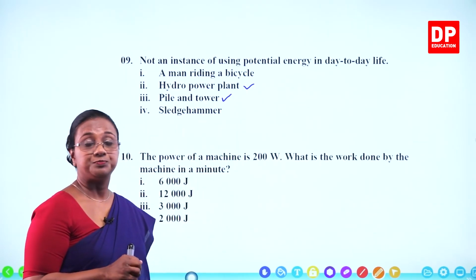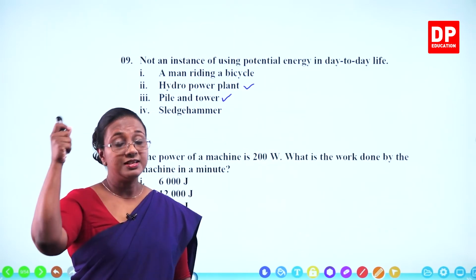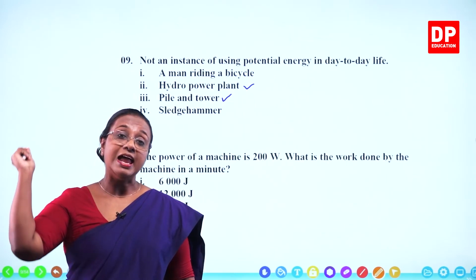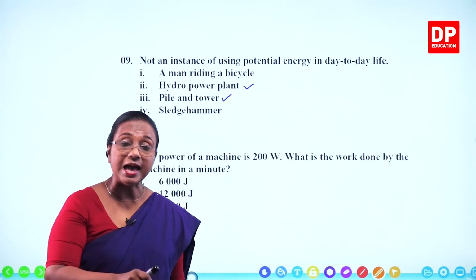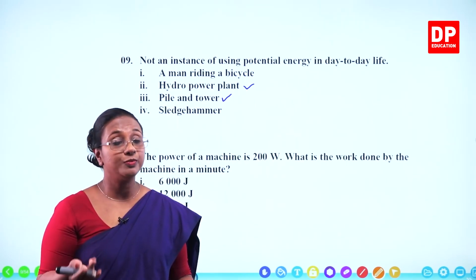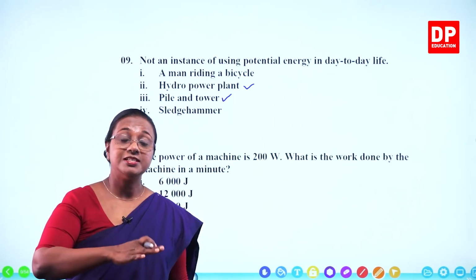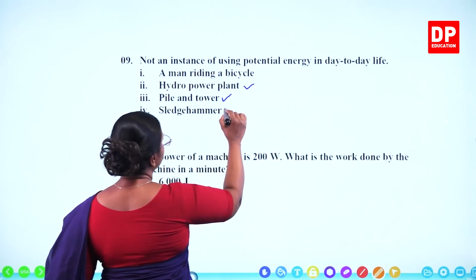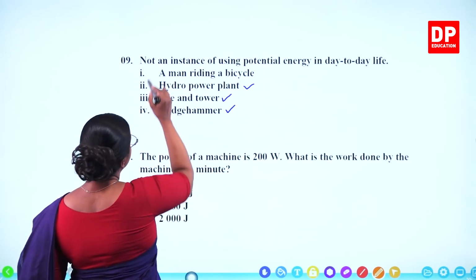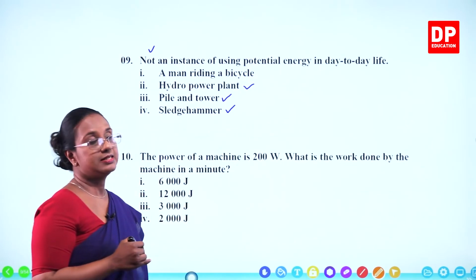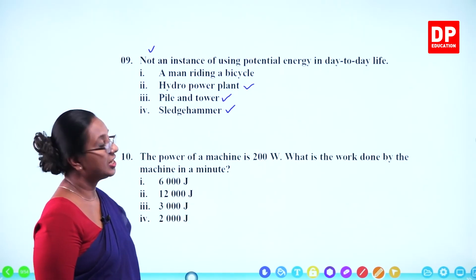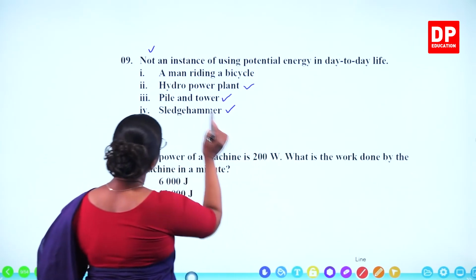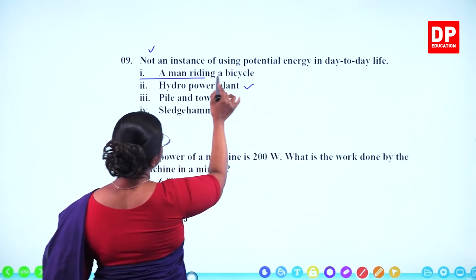Then sledgehammer. Again, the person lifts the sledgehammer to a height, then there is potential energy gain, and when it is brought down and hammered onto the wedge, the potential energy is converted back to kinetic energy. So there also we use potential energy. So the question is, not an instance of using potential energy in day-to-day life. So that is the first answer: a man riding a bicycle.